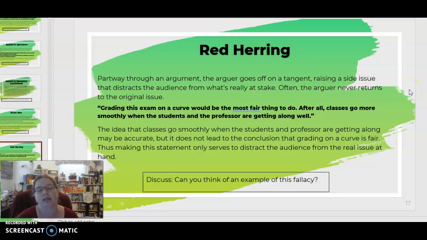The red herring fallacy is essentially when you're trying to distract your opponent from looking at the issue carefully by giving them a lot of irrelevant information that doesn't really have anything to do with the issue at hand. Grading this exam on a curve would be the most fair thing to do. After all, classes go more smoothly when the students and the professor are getting along well. Well, sure, that may be true, but it doesn't really support the argument that's being made, and it kind of distracts you from the real point, which is about grading on a curve and whether or not that's fair. That doesn't have anything to do with the relationship between the students and the instructor.